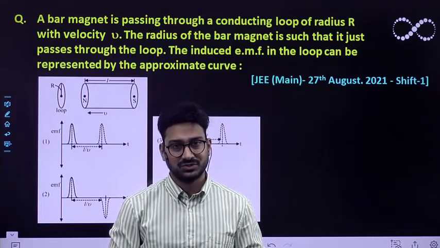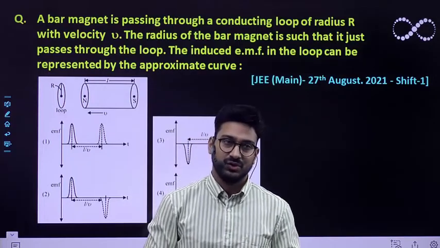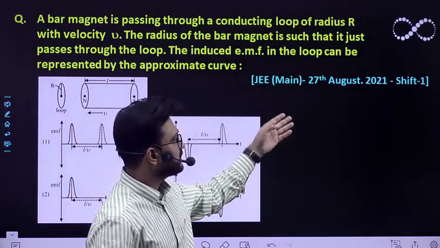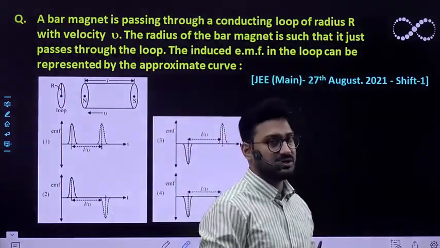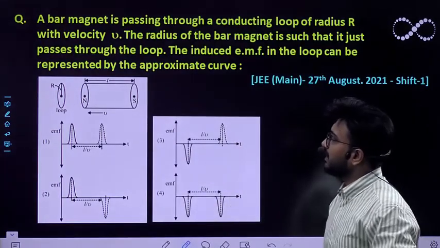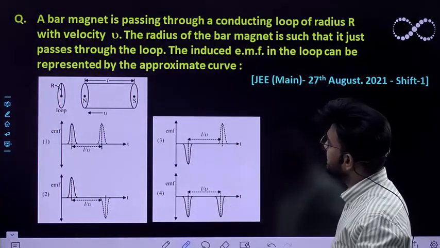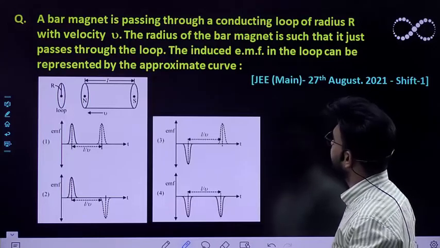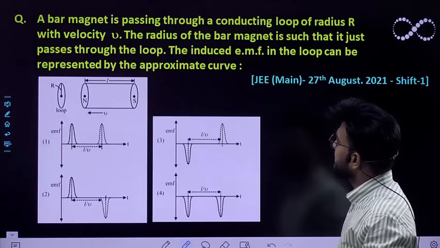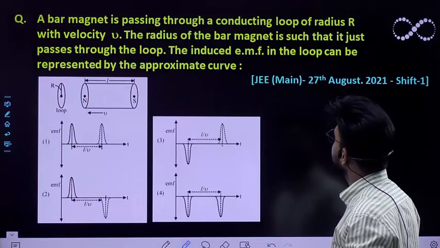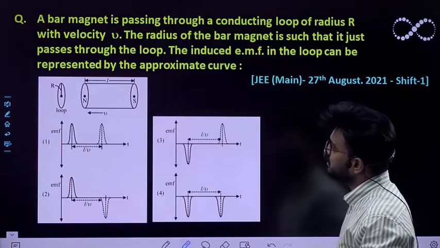Right now I'll be doing one such question that came in your JEE Main examination. This question came on 27th August 2021 in shift 1. So let us see this question first. The question says: a bar magnet is passing through a conducting loop of radius r with velocity v. The radius of the bar magnet is such that it just passes through the loop.